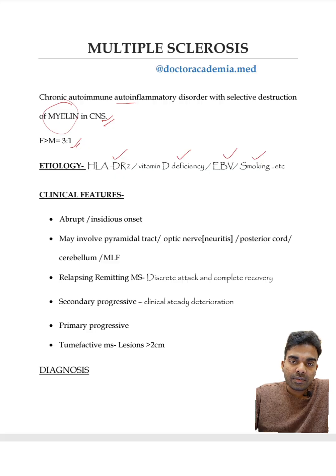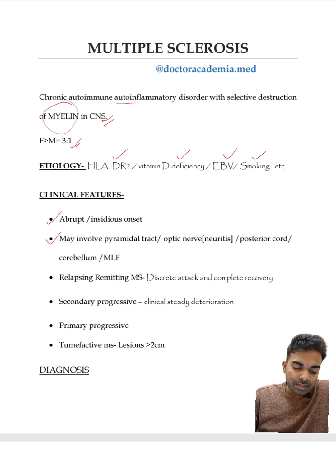How will the patient present? The clinical features include an abrupt or insidious onset, and it may involve the pyramidal tract, the optic nerve as optic neuritis, the posterior cord, the cerebellum, or the medial longitudinal fasciculus. That means the involvement is almost everywhere in the CNS.